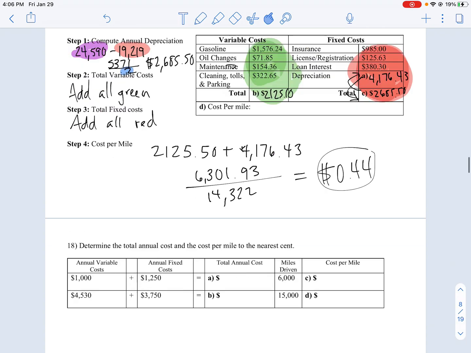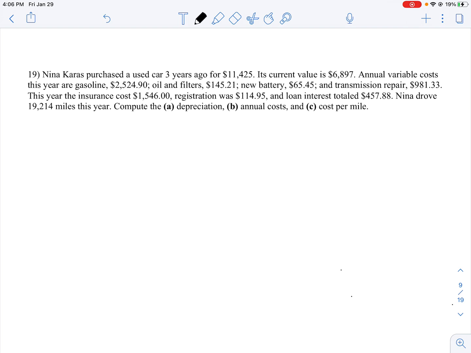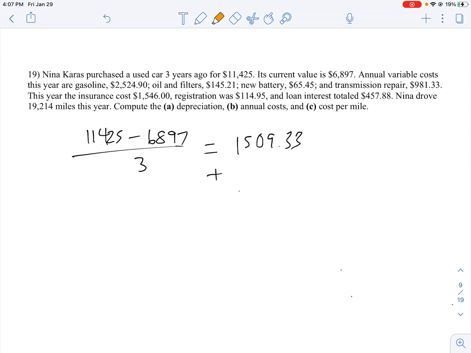Let's just look at one more. I'll kind of speed this one up a little bit. So 11,425 minus 6,897, 3 years ago. Do that first, then divide by 3. That's 1,509.33. And then we're just going to add all of these expenses to it.